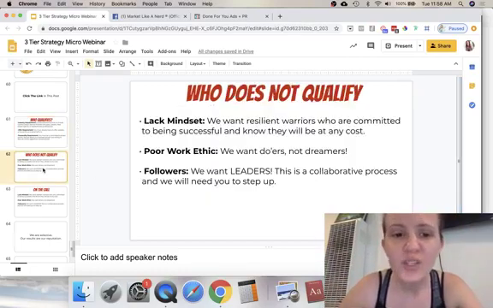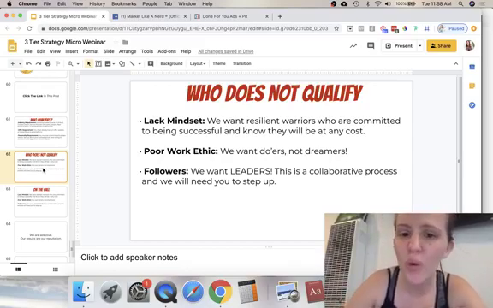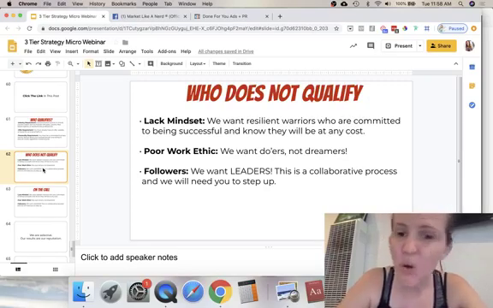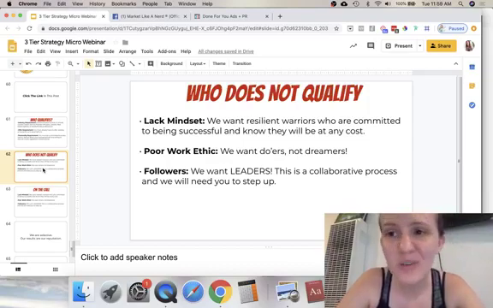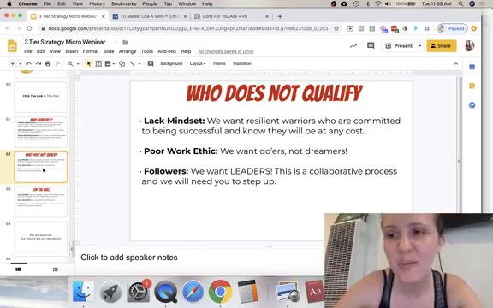We don't want to work with people who have a lack mindset. We want resilient warriors who are committed to being successful and know they're going to be successful at any cost. We don't want to work with people who have a poor work ethic. We don't want dreamers. We want doers. We don't want to work with followers. We want leaders. This is a collaborative process, and we're going to need you to step up.